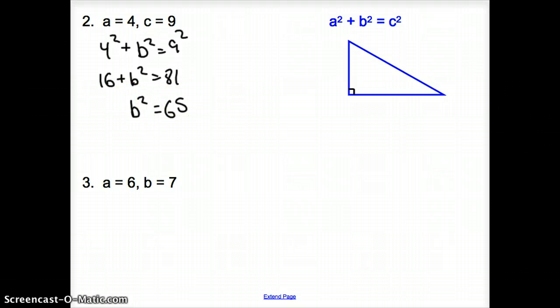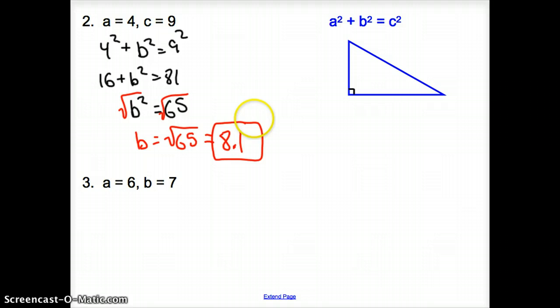How do you undo a square? You have to square root both sides. So B equals the square root of 65. So this would be a legal answer, or the square root of 65 equals 8.1 for your final answer.